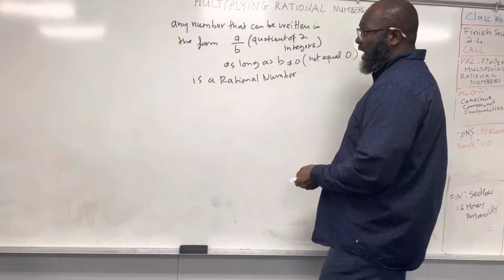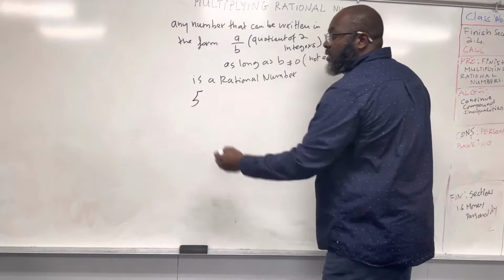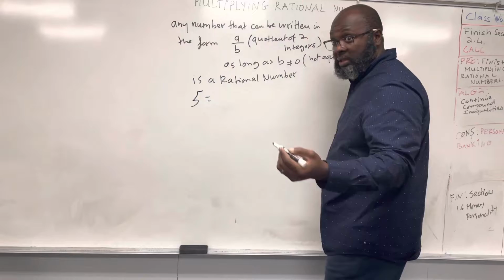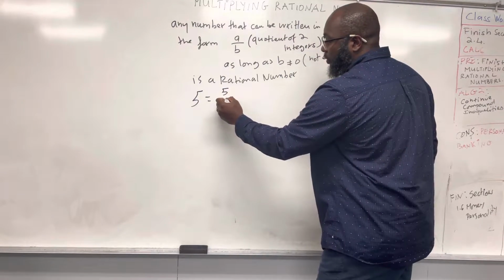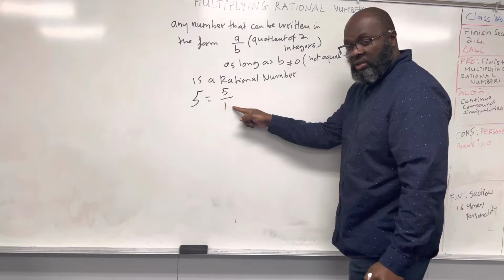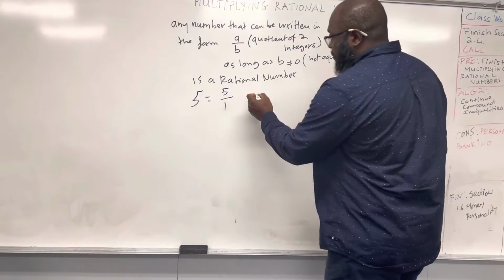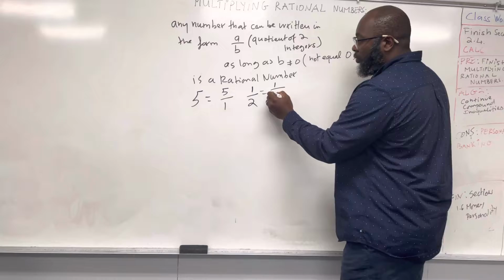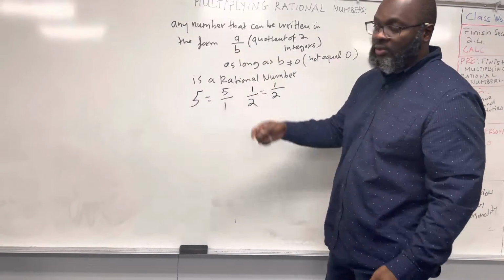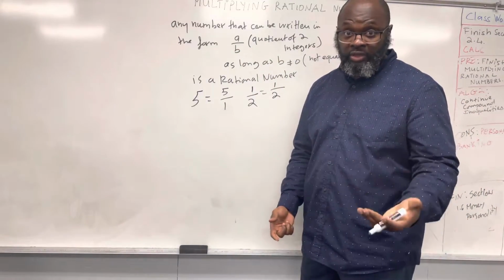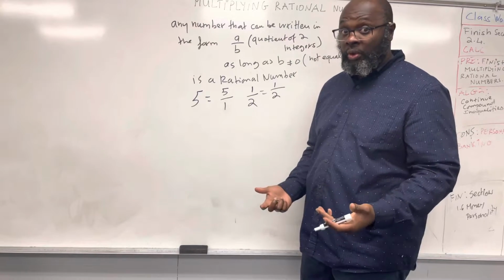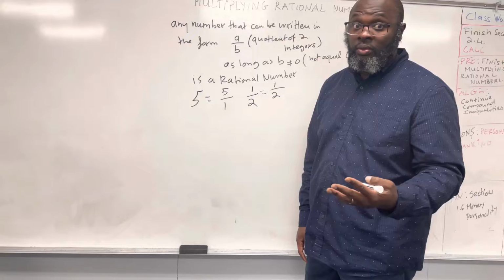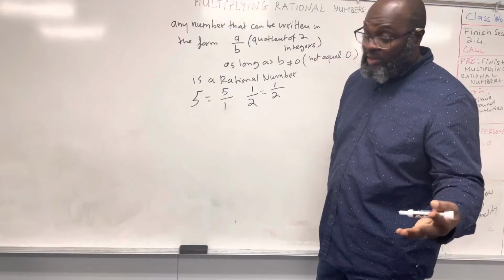For example, if you have 5, 5 is a rational number. Why? Because 5 can be written as 5 over 1, a over b. So this is a rational number. 1/2 is a rational number because this is 1 over 2. Again, a quotient is also called a division or a ratio. So anytime you can write a number as a division of two numbers, as long as the denominator is not equal to 0, it is called a rational number.